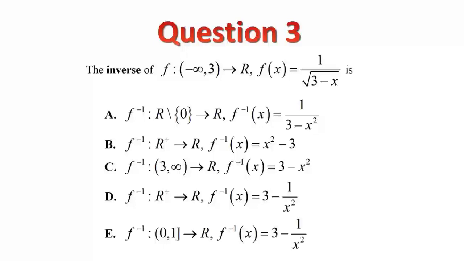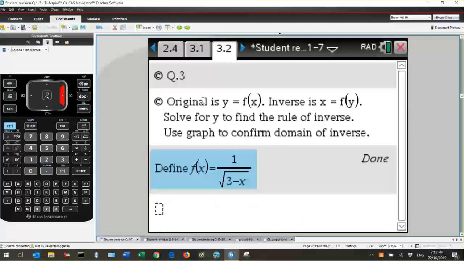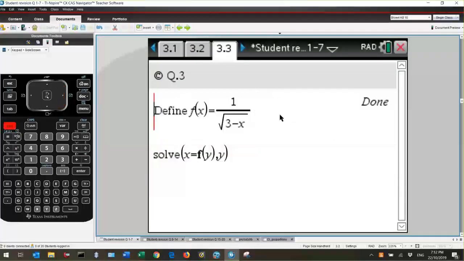So you can think about the original function as being y equals f of x. For the inverse, you're swapping the x and the y, so you can think of that as being x equals f of y. So if we solve for y, that'll give us the rule for the inverse, although that's only one part of the inverse function. Okay, so we can start off by defining the function, and we want to swap the x and the y for the inverse.